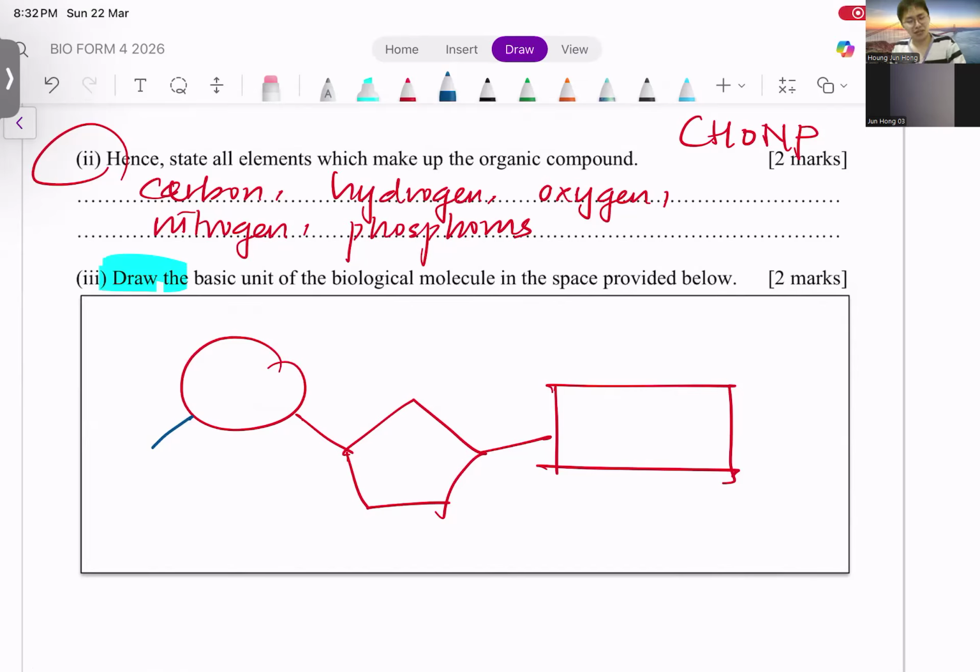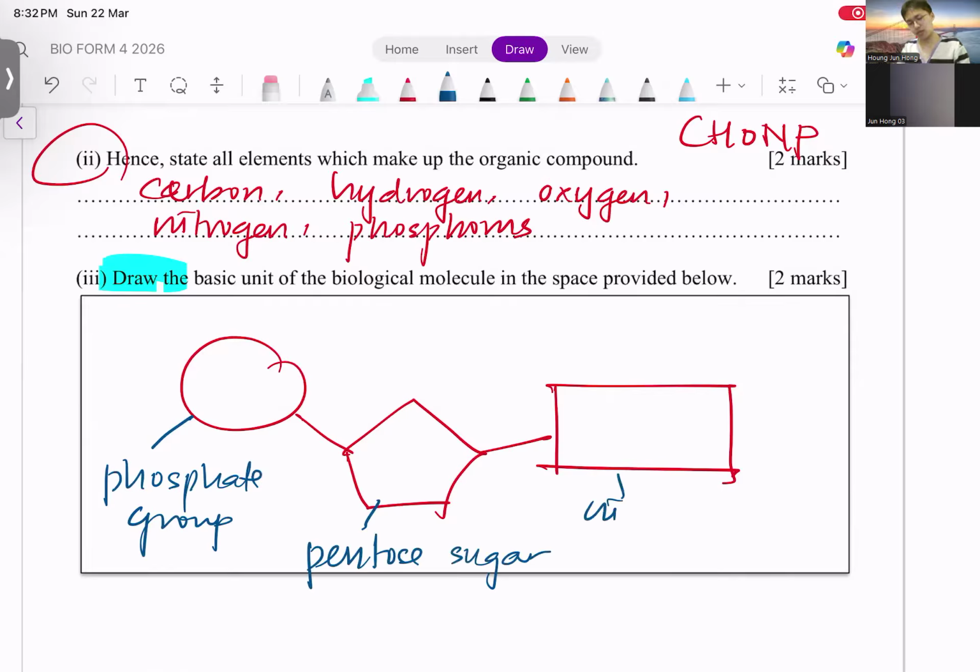You should draw a circle, and draw an arrow out. So this is the phosphate group. This is the pentose sugar. This is the nitrogenous base. Again, feel free to pause if you need to. Okay, so this is your nucleotide.